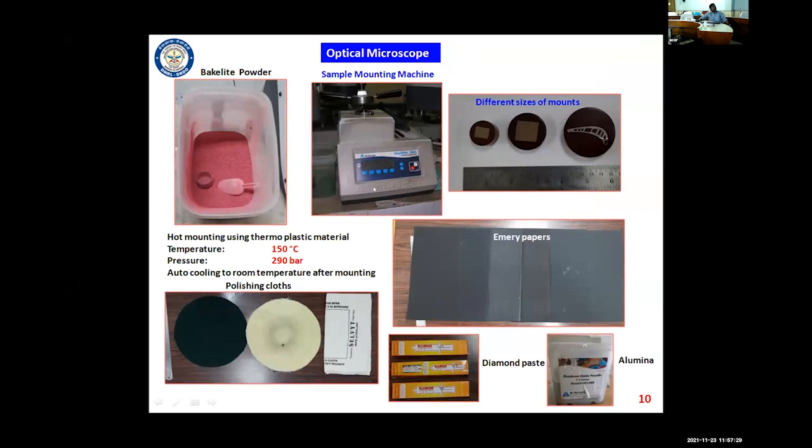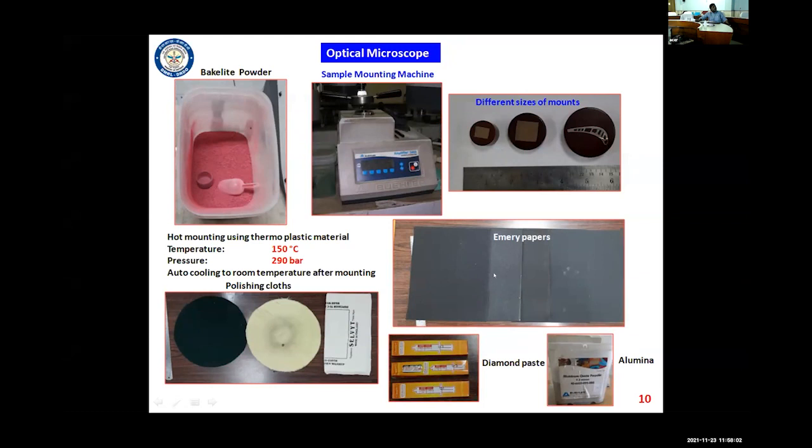Using the sample mounting machine we have here, we use bakelite powder, which is a thermosetting plastic material. The operating parameters are the temperature and pressure, and then auto-cooling takes place. After mounting, we have mounts of different sizes: 1 inch, 1.5 inch, and 2 inch mounts. After mounting, the sample is carried out for polishing, and first we do the rough polishing.